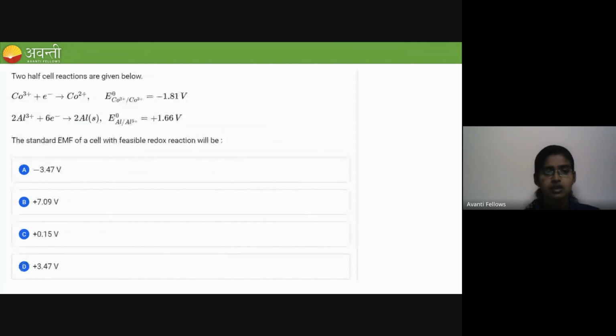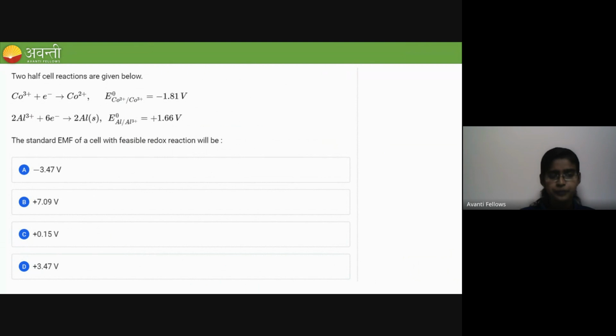And coming to the next question, the two half cell reactions are given. We have to find out the standard electromotive force of a cell with feasible redox reaction. Standard EMF of the cell we have to find. So here you see two E naught values are there. For the first one, cobalt 3 plus to cobalt 2 plus is equal to plus 1.81, and for aluminium 3 plus to aluminium, for that couple, it is minus 1.66 volt.